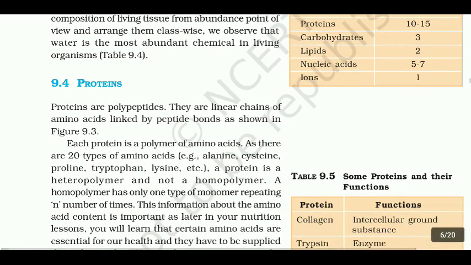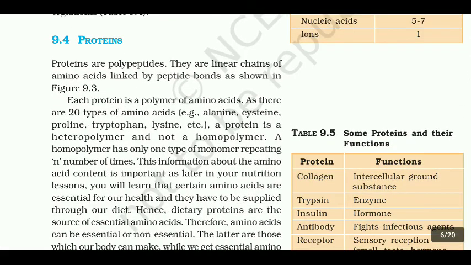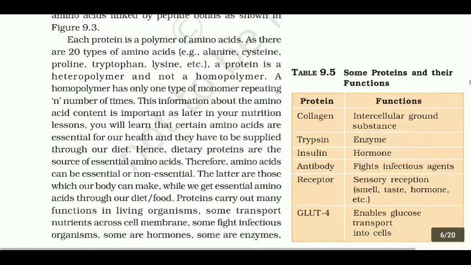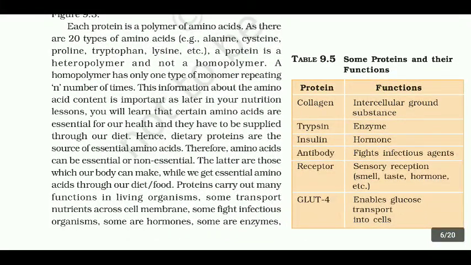Table 9.4. 9.4 Proteins. Proteins are polypeptides. They are linear chains of amino acids linked by peptide bonds as shown in figure 9.3. Each protein is a polymer of amino acids, as there are 20 types of amino acids: alanine, cysteine, proline, tryptophan, lysine, etc. A protein is a heteropolymer and not a homopolymer. A homopolymer has only one type of monomer repeating n number of times.